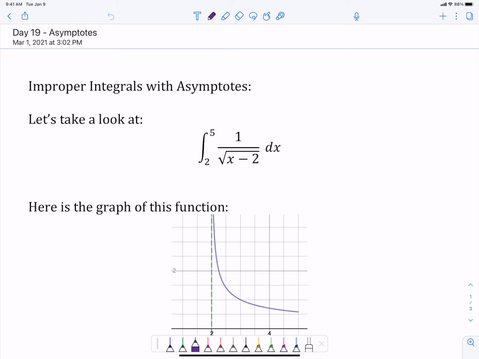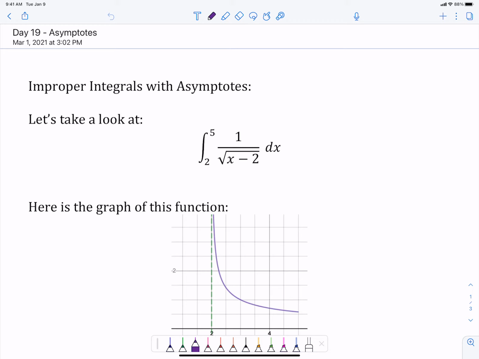So we're going to just look at a small piece of that right now in this intro video and look at the integral from 2 to 5 of 1 over the square root of x minus 2. And hopefully just from looking at that equation, we should know that there's an issue with 2, because that is an asymptote for this function.